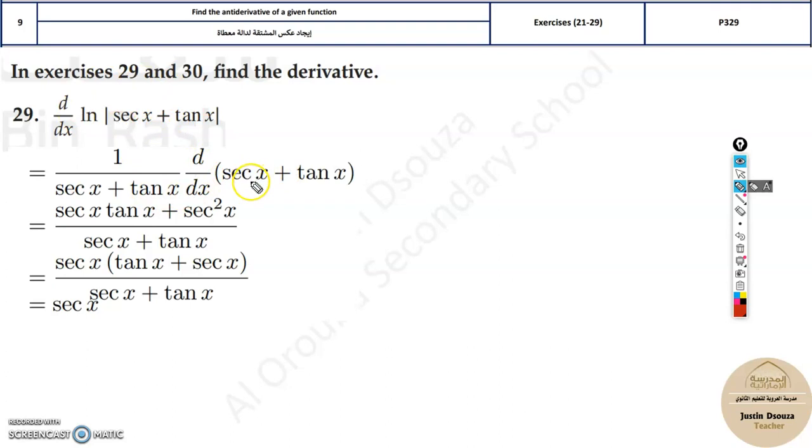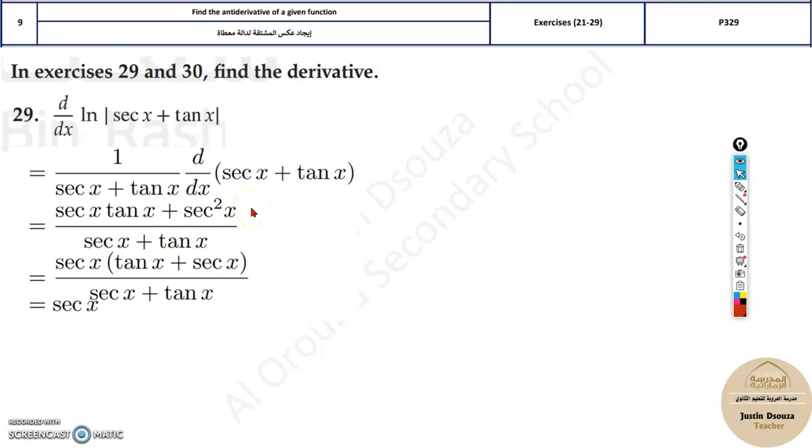The derivative over here will be secant x tan x plus secant square x. Now over here you're taking common terms out. Secant is taken common. And then you have tan x plus sec x. Over here also sec x plus tan x, which cancels, and you're remaining with the answer. So this is how you can solve these problems.